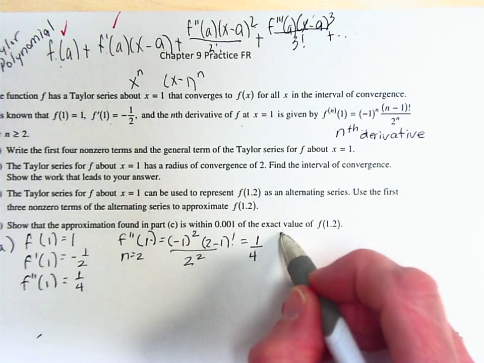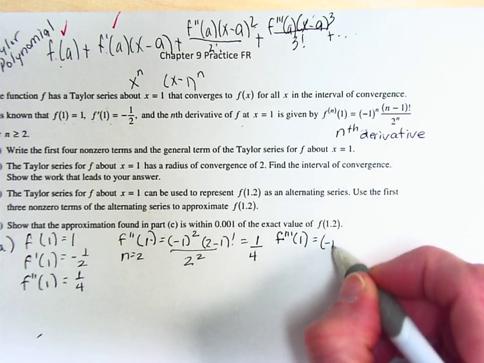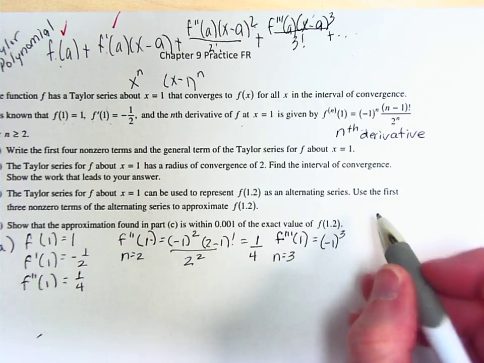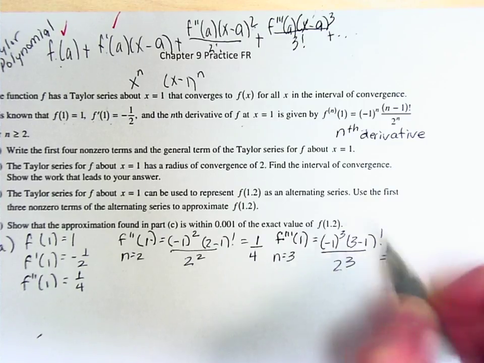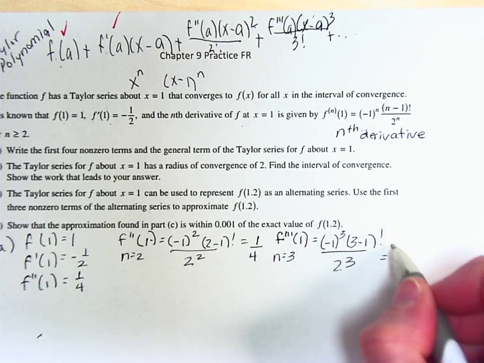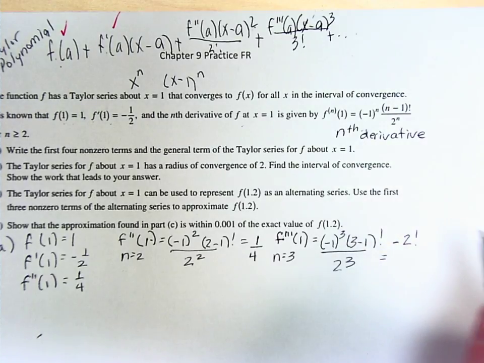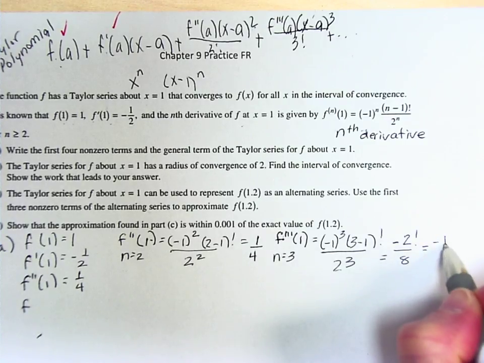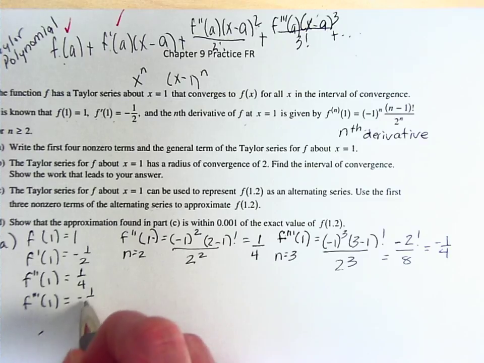Now I'm going to figure out f triple prime of 1, again using this equation, minus 1 to the 3, because it's the third derivative, so n equals 3. 3 minus 1 factorial, 2 to the third. So this time, the alternating term gives us a negative. We've got 2 factorial over 8. So this becomes minus 1/4. F triple prime of 1 equals minus 1/4.